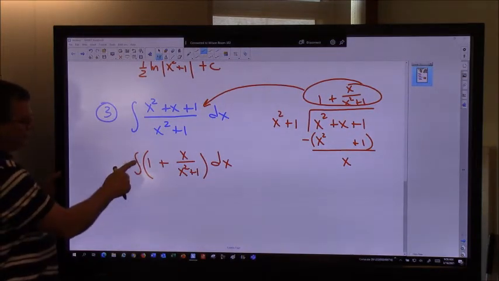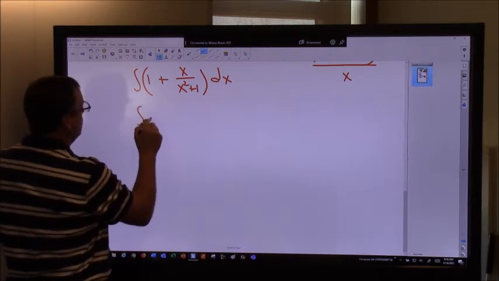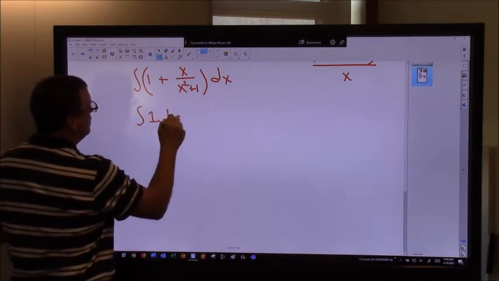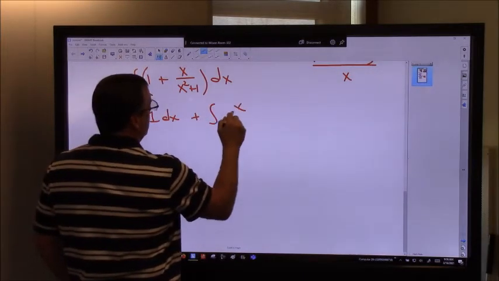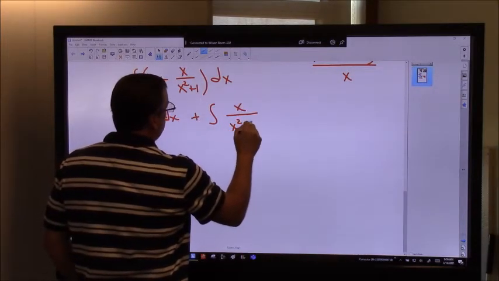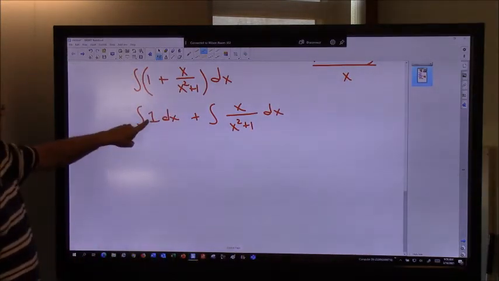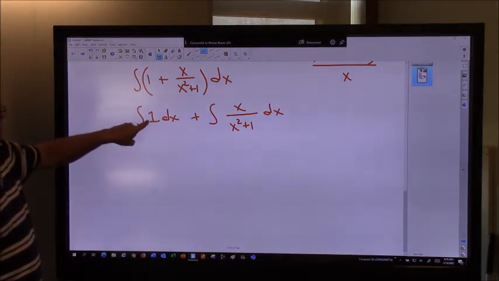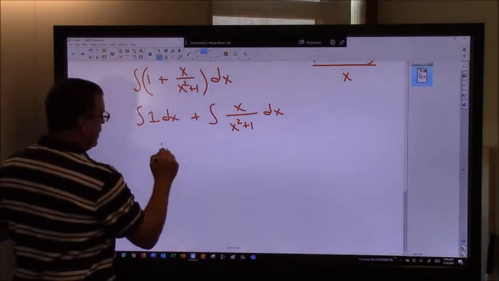So I would divide this up into two separate integrals. Integral of 1 dx plus the integral of x over x squared plus 1 dx. And we know this one. That's just a constant, so the answer to this is 1x, or just x.